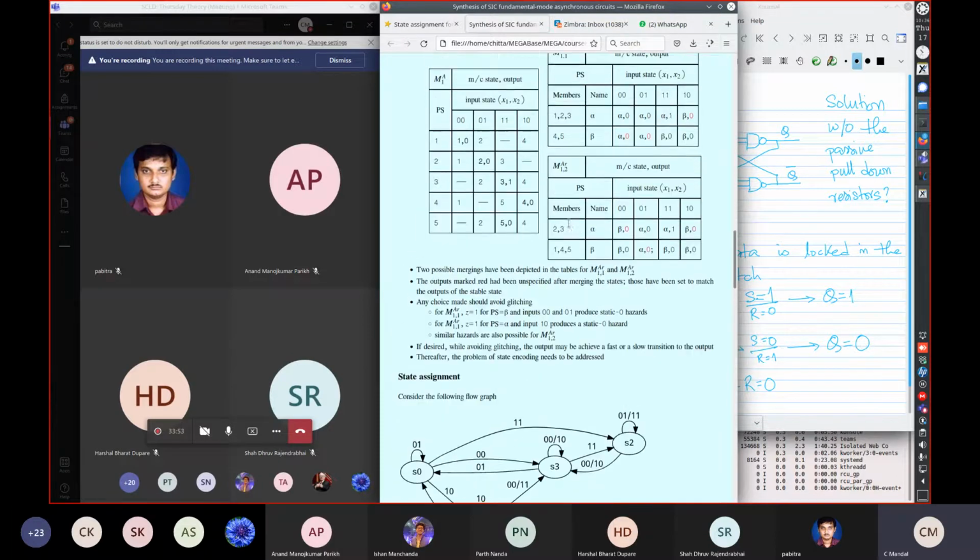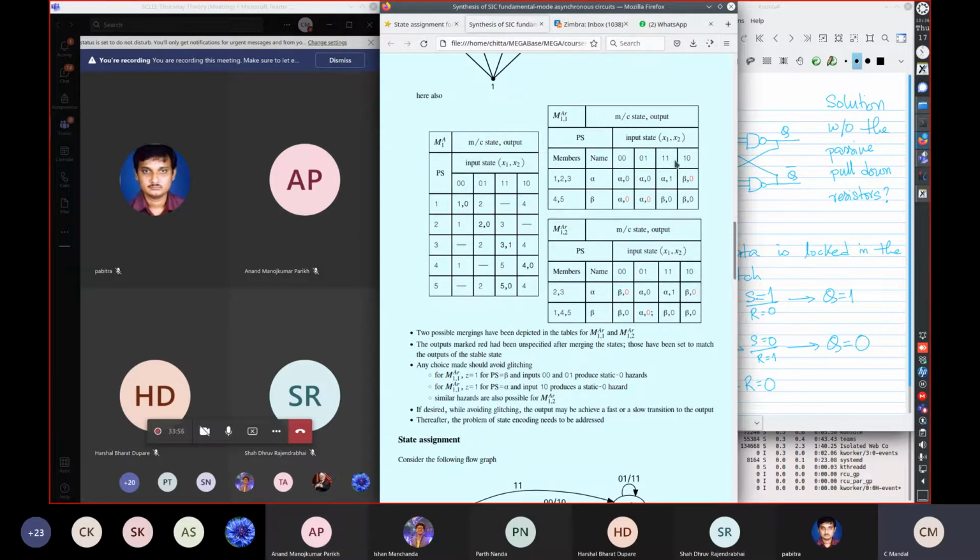Here, you're familiar with this part. You have already done state minimization for incompletely specified finite state machines. But now let us see something that you need to be careful about when you are designing asynchronous circuits. First of all, let us see the effect of state assignment.